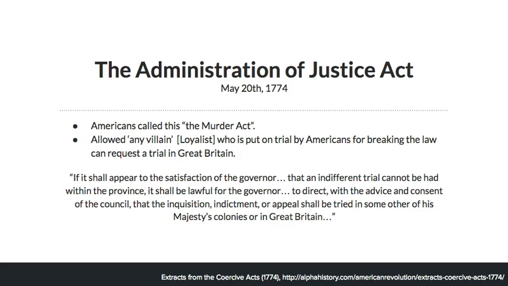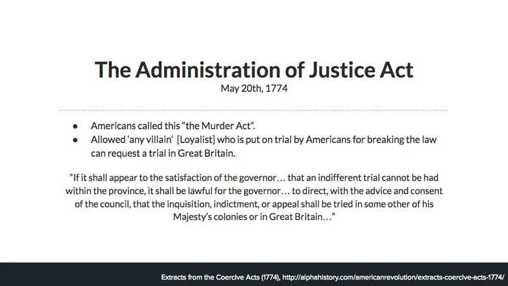The quote reads, "If it shall appear to the satisfaction of the governor, who is now Thomas Gage, that an independent trial cannot be held within the province, it shall be lawful for the governor." So we have to understand that a fair trial is another one of these natural rights. It wasn't explicitly communicated in our natural rights, but definitely communicated in the British Constitution.